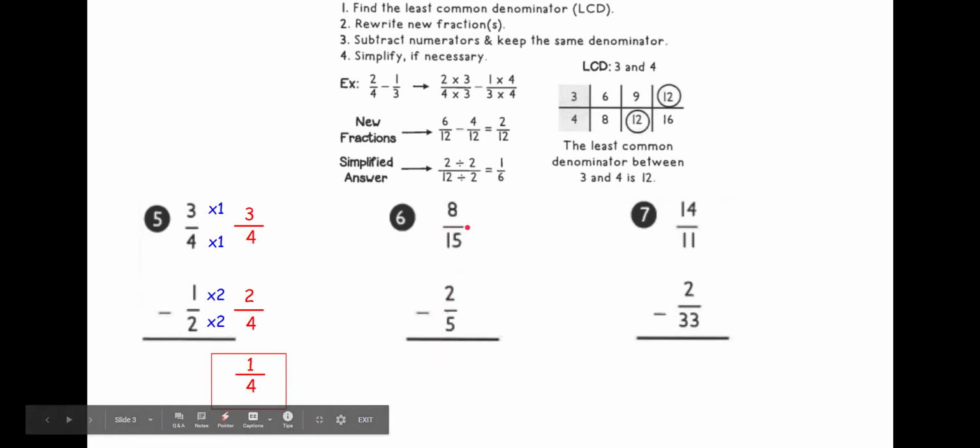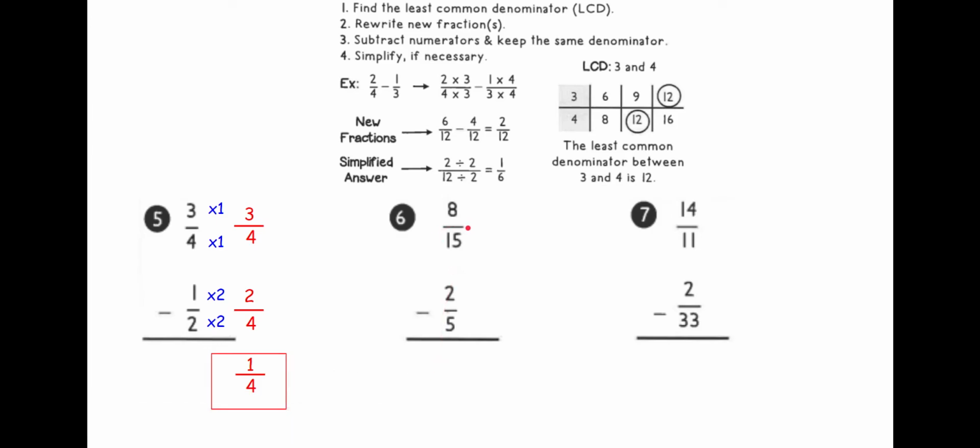Let's take a look at this one. You can try it on your own first and pause the video. But I'm going to keep moving. So my LCM, if I work this out, I find out that the least common multiple or least common denominator is 15. And how do I get this to be 15? Well, I don't have to do anything. 8 over 15 does not change.